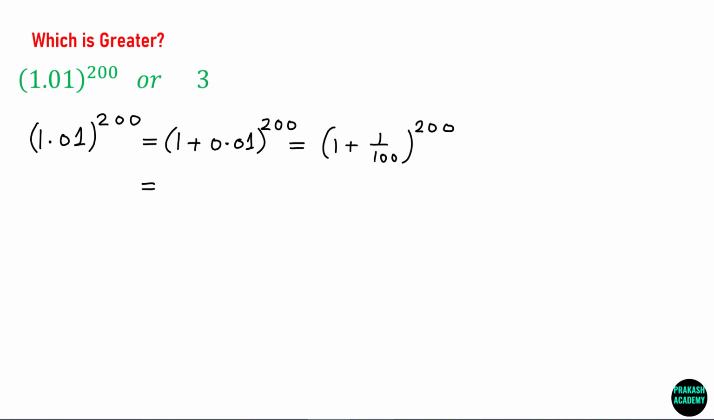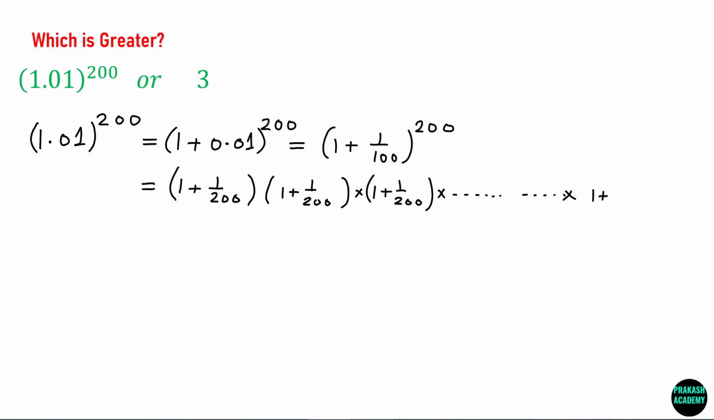Now if we expand this, you can say that this is 1 plus 1 by 100 multiplied by 1 plus 1 by 100 multiplied by 1 plus 1 by 100, and this will go on, and in the last you will have 1 plus 1 by 100. So how many terms will you have? You will have 200 terms. And each term will be 1 plus 1 by 100.